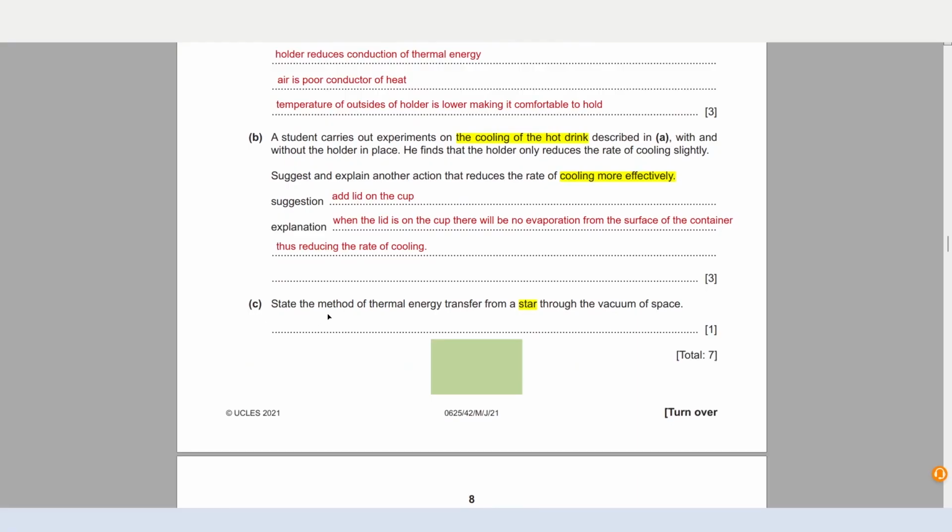Part C says state any method of thermal energy transfer from a star through the vacuum of space. And you can see there are three types of energy transfer, which are conduction, convection, and radiation. Conduction and convection cannot take place without a medium. So our answer will be radiation.